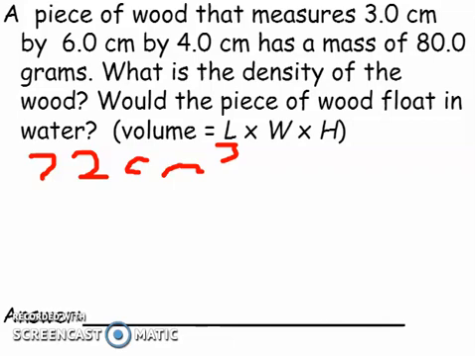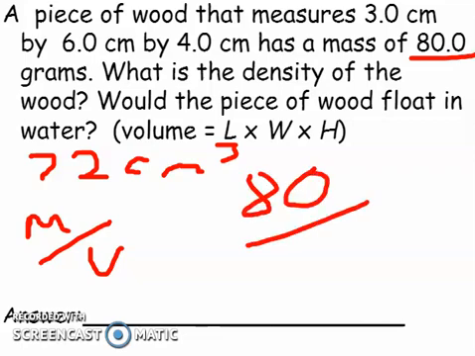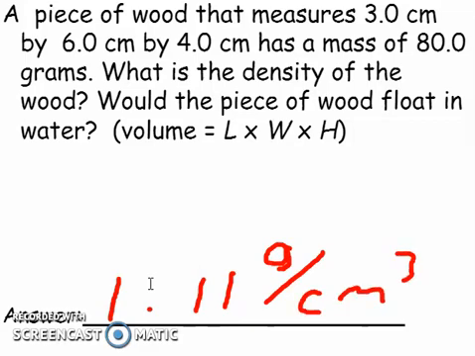Now I have a mass of 80. My density again is mass over volume. I have my volume, 72, and my mass is 80. 80 divided by 72 equals, what does 80 divided by 72 equal? Your answer should be 1.11. And that is the density, which is grams per centimeter cubed.